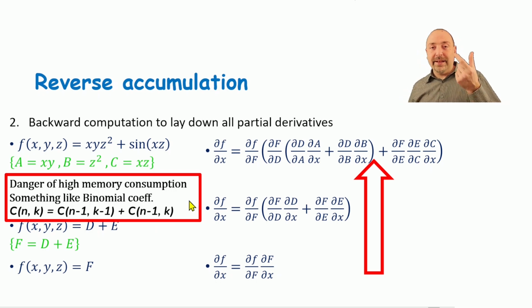You start from one term, and on the first call you go to 2. The second call will be 4. The next call will be 8, 16, 32. After 10 calls, you're going to have 1,000. After 20 calls, you have 1 million. After 30 calls, you have 1 billion.